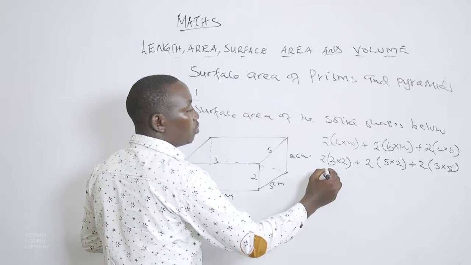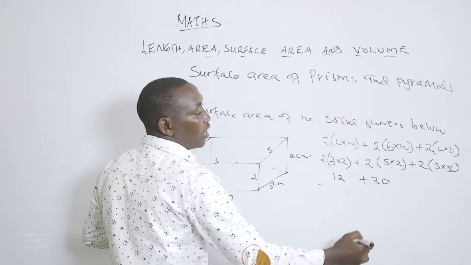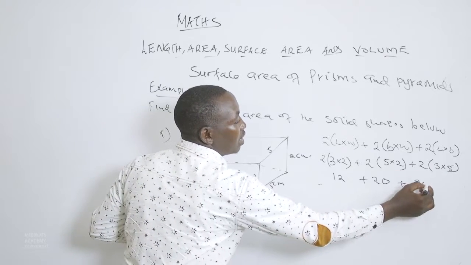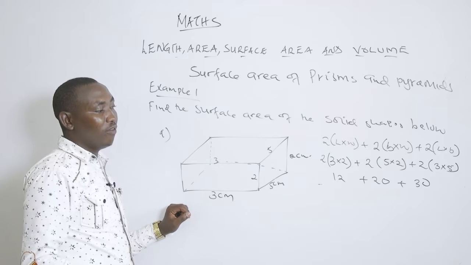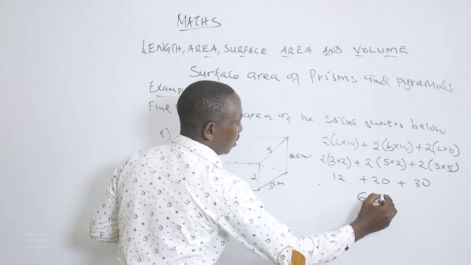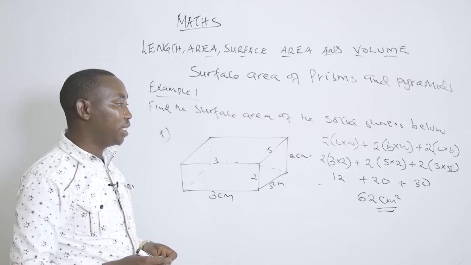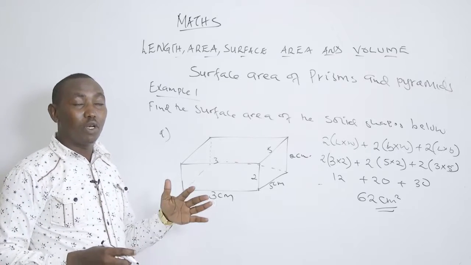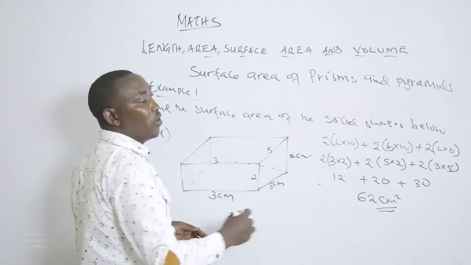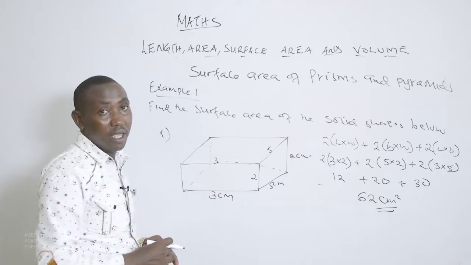So this is going to be 2 multiplied by 6, which will give us 12. This is 10 multiplied by 2, which will give us 20. This is 2 multiplied by 15, which will give us 30. Therefore, when you add 12 plus 20, you get 32. 32 plus 30, you get 62. The units are square centimeters. Important to note that sometimes you'll be asked that this particular box is open. So when you're told it is open, then you don't need to multiply the last part by 2. You only need to get the base, which is 3 times 5.